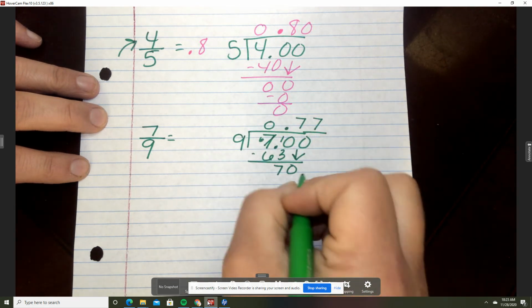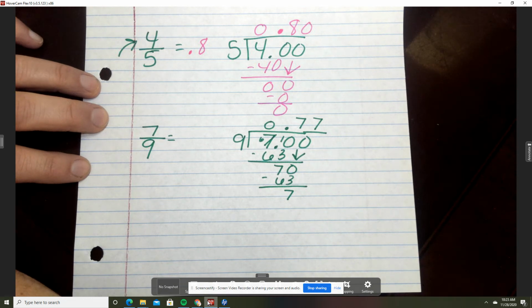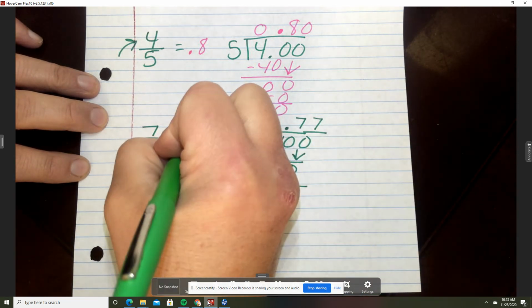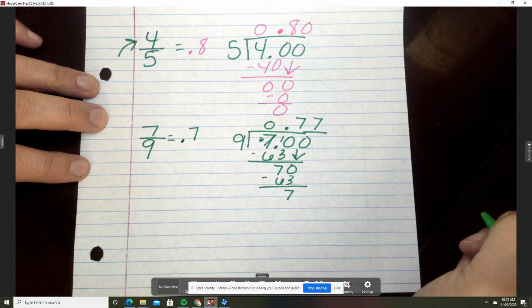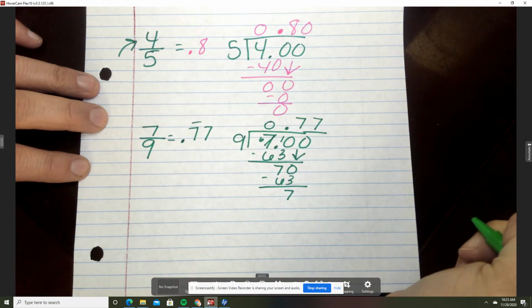So it looks like this one is going to be repeating. So you do not need to add another 0. You can feel sure to say that that is going to repeat. And 7/9 is equal to 77 hundredths, either way. All right.